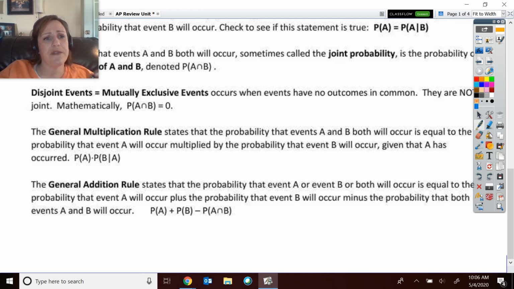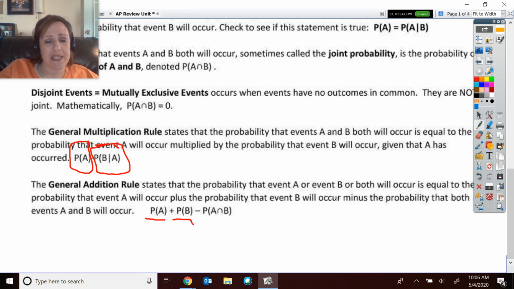If events are not independent, then you would multiply one of them times the other one. Okay, probability of A times B given A. We'll just have to get into that with actual problems. But this one might be a little easier to understand, this general addition rule.